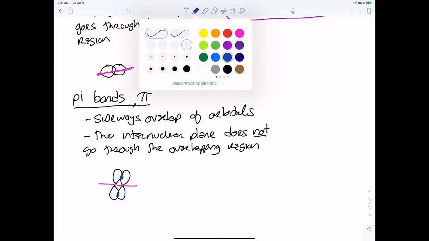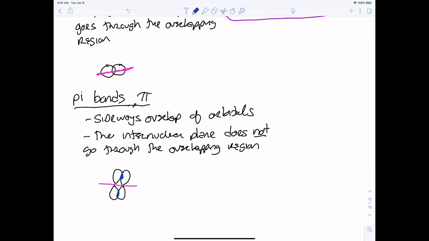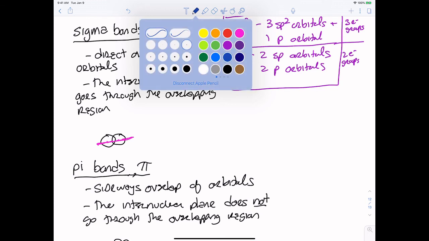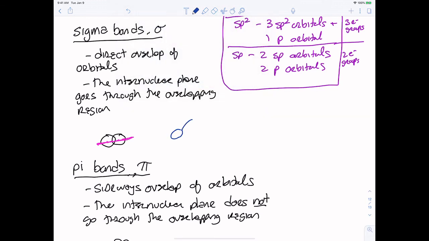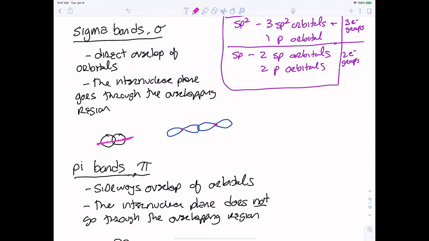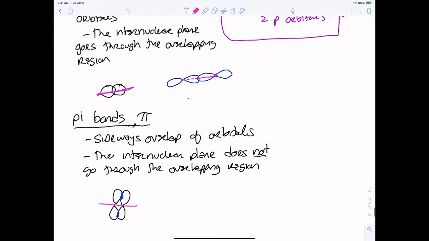We can have sigma bonds with p orbitals also, right? If I was to take my p orbitals and overlap them end to end like this, again, my nuclei are in the center here. If I was to connect those, it does go through that overlapping region. So we can have sigma bonds with p orbitals, but if we overlap them sideways like we did down here, it's going to be a pi bond.